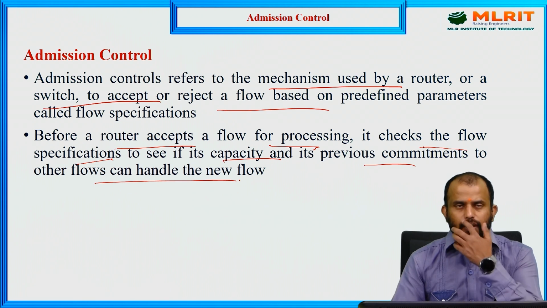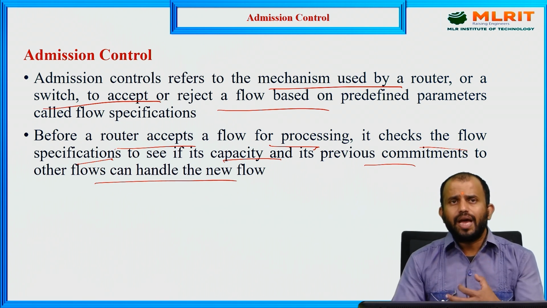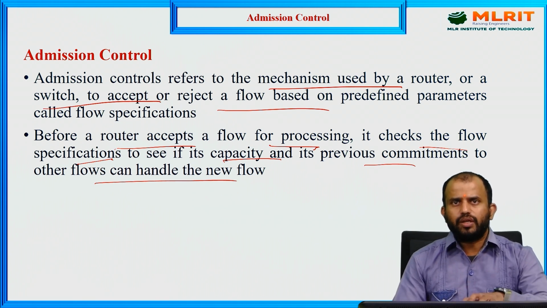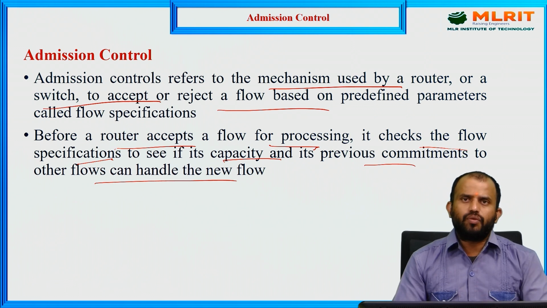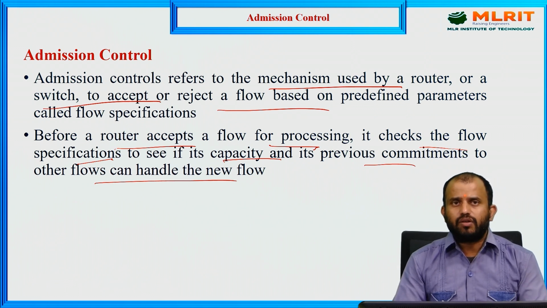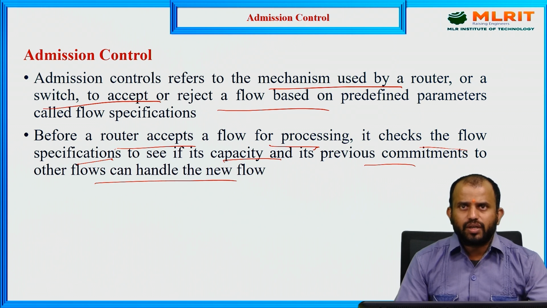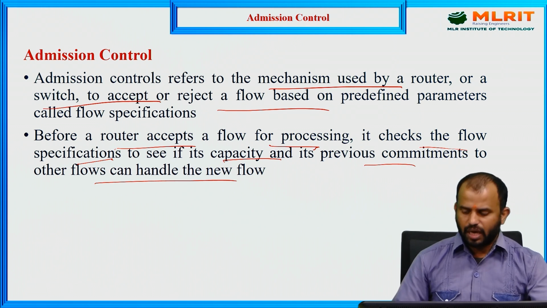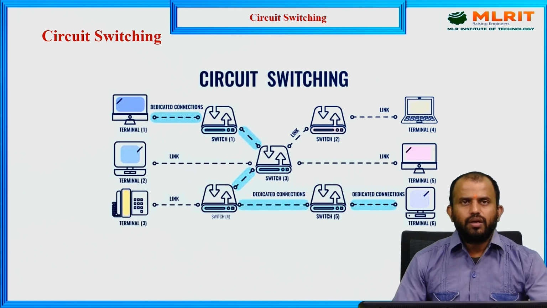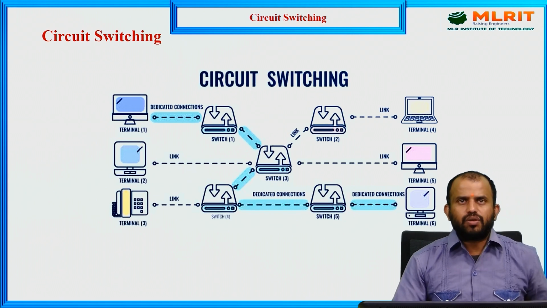So before we accept the flow and transmit routing information or process the flow, we have to understand what specifications there are and what the requirements of the specification are, understand the capacity, and understand the previous commitments to other flows, to see whether we can handle the new flow. Here we are discussing circuit switching.